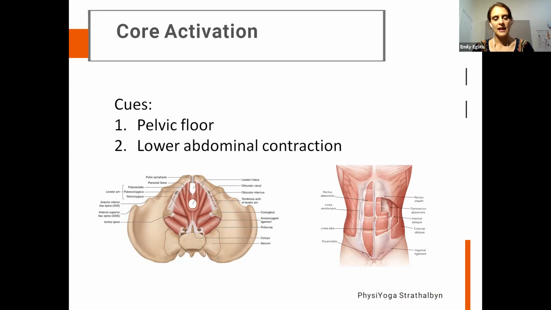So those are the core activation cues I would think of if I asked you to switch on your core. Now, some exercises in yoga require more strength, and I might get you to think of activating your pelvic floor and your lower abdominal muscles. If it's a forward bend or a backward bend, or you're twisting, maybe you need a little bit more support there. Have a play around with those exercises and see how they go.